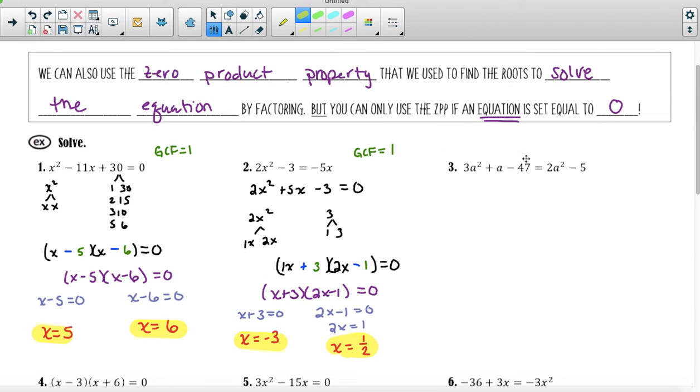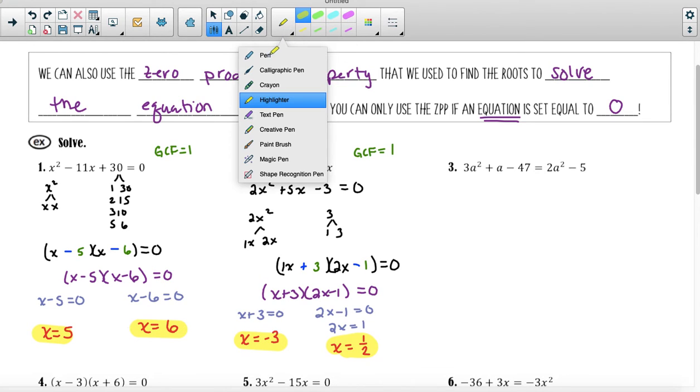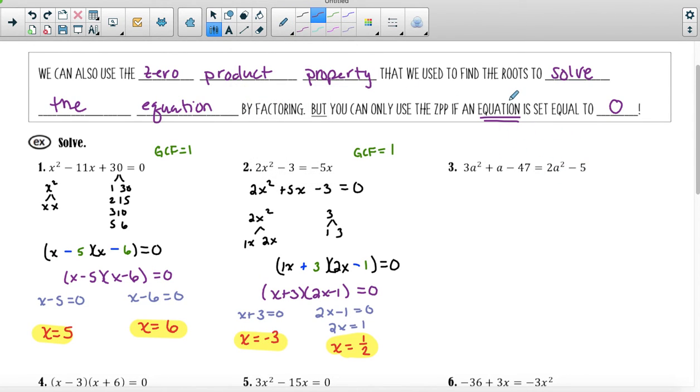So question 3, we have an equals here, but we do not have it equal to 0. So we need to get this equal to 0 by moving everything from the right-hand side to the left. We're going to subtract the 2a squared, and add the 5 to the other side as well, and line them up. So we have 3a squared minus 2a squared gives us 1a squared. Then we have plus a. And then negative 47 plus 5 gives us negative 42 is equal to 0. Now that it's equal to 0, we can factor.